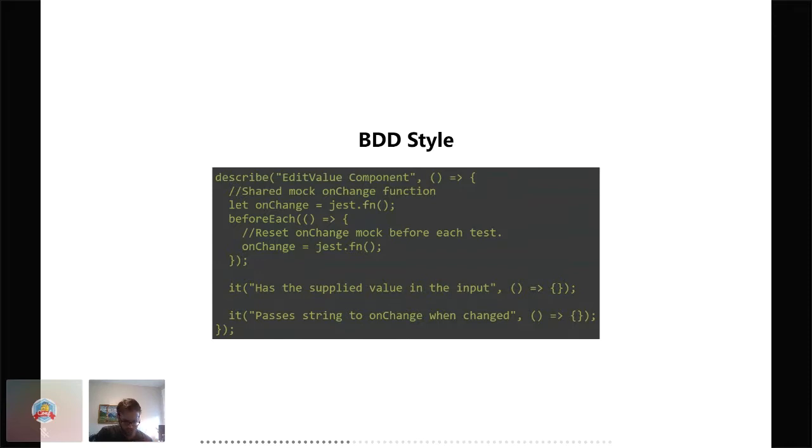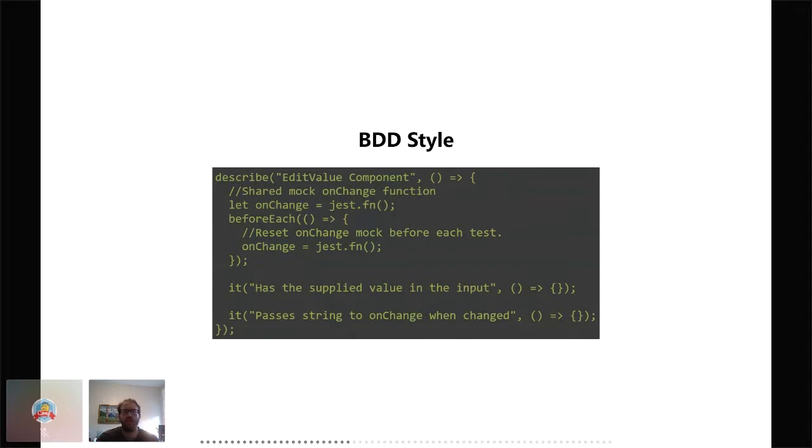The other thing that we're doing here is we're using a mock function from Jest, and we're going to use this in place of a normal onChange function in our isolated tests, where this is a function that just tracks what was passed to it and how many times it was called.